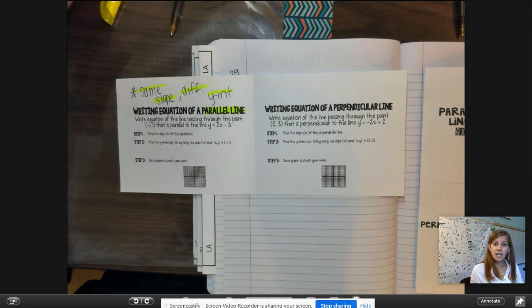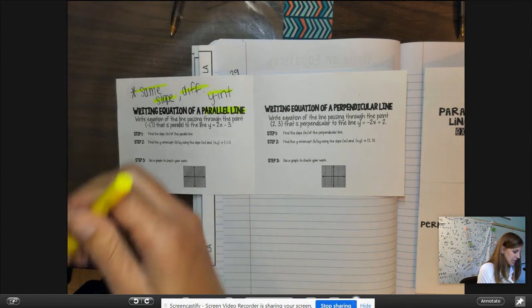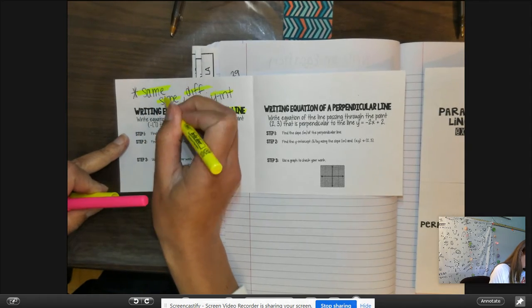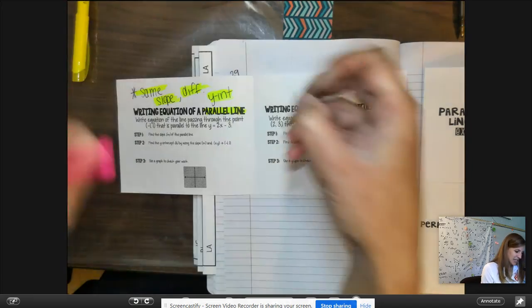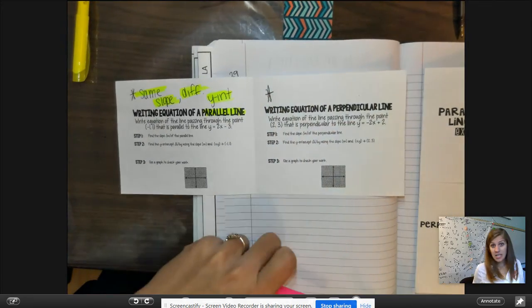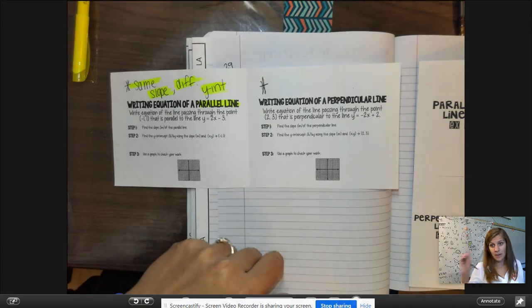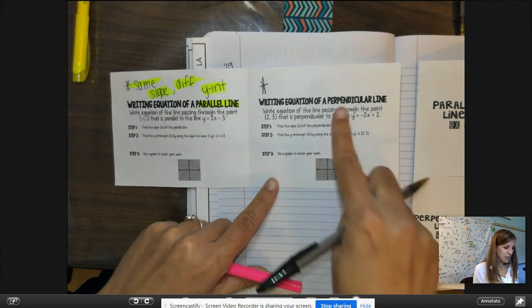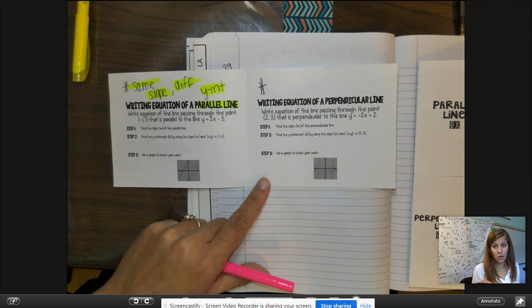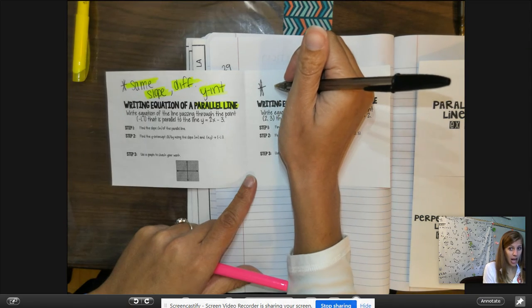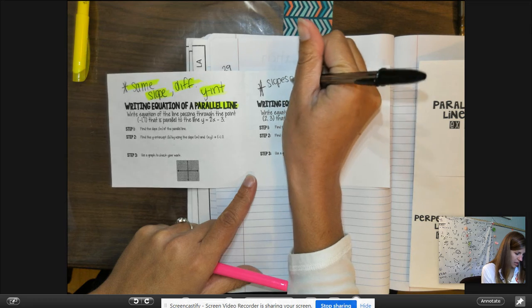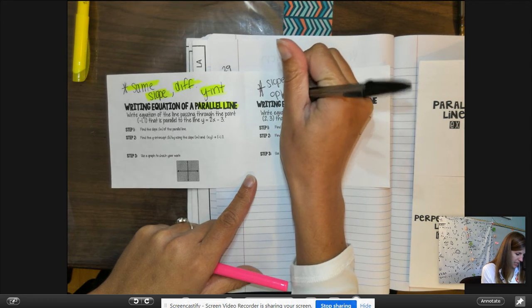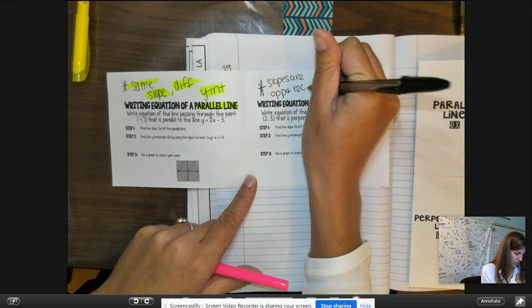Okay? When it comes to perpendicular lines, there's a similar thing that we need to consider about the slope and the y-intercept. And perpendicular lines don't have the same slope, but they do have related slopes. And their slopes are opposite reciprocals of each other. So slopes are opposite and reciprocals of each other.